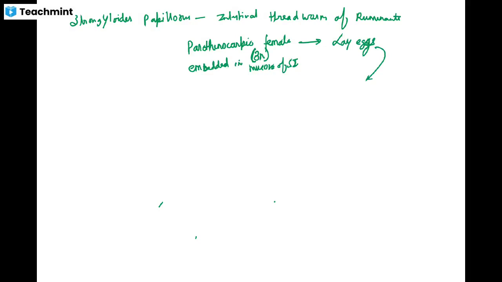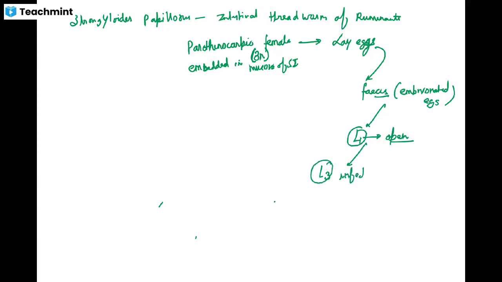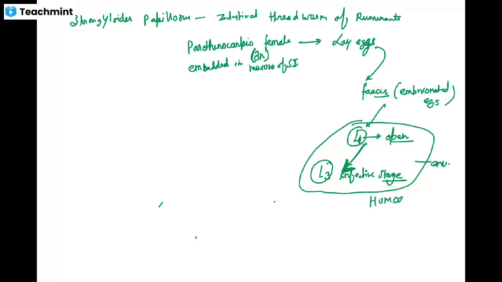They are embryonated eggs. Then L1 will develop in the open. That L1 may become L3, which is the infective stage, in the environment itself. So if L1 develops into L3, here there is one important point. If L1 develops into L3 in the environment, then this is known as a homogonic cycle.